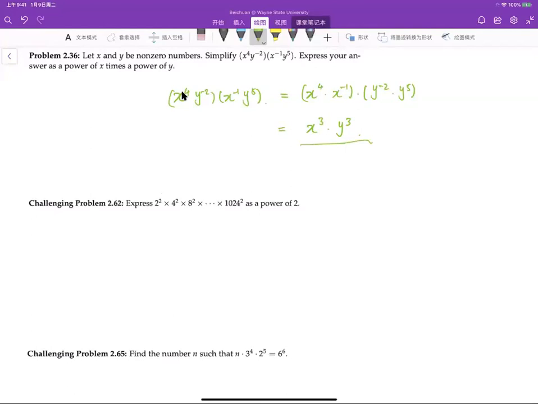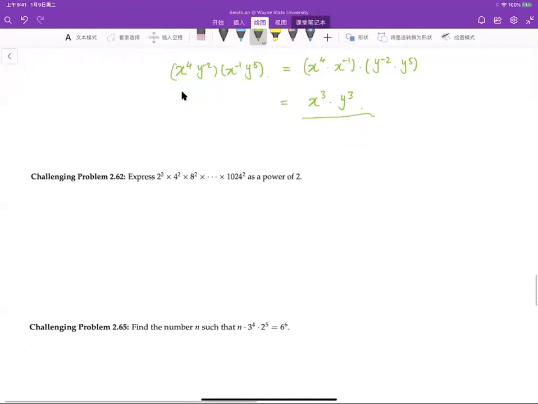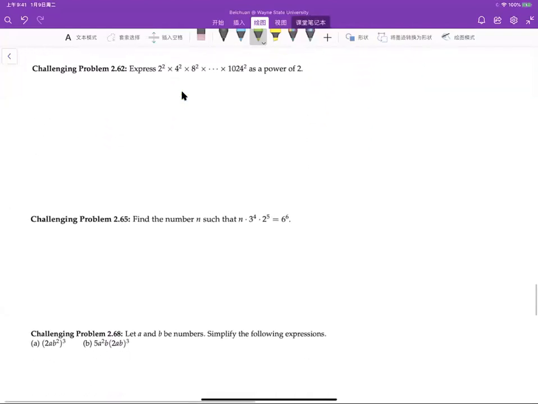So basically, this process is called combining like terms, right? x and x are like terms, and y and y are like terms. So you multiply the two x terms together and multiply the two y terms together, and then simplify the exponents. Good. So then let's go to the challenging problems.